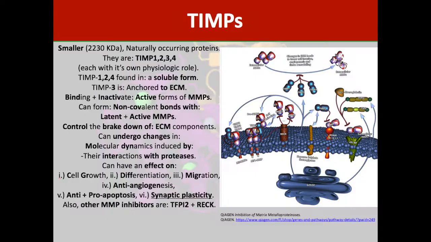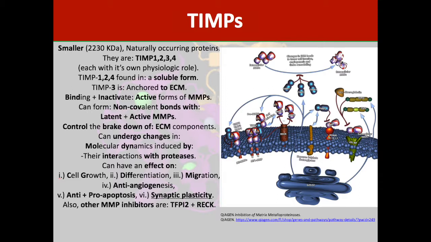TIMPs, or else tissue inhibitors of metalloproteases, are smaller, 20 to 30 kilodalton, naturally occurring proteins. They are TIMP 1, 2, 3, and 4, each with its own physiologic role. TIMP 1, 2, and 4 are found in a soluble form. TIMP3 is anchored to the extracellular matrix.